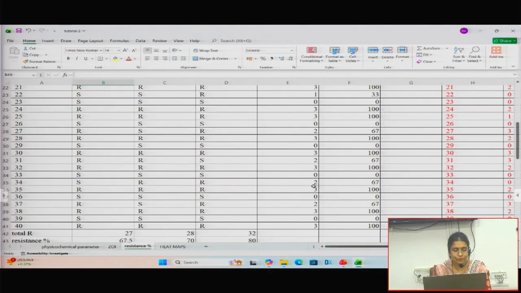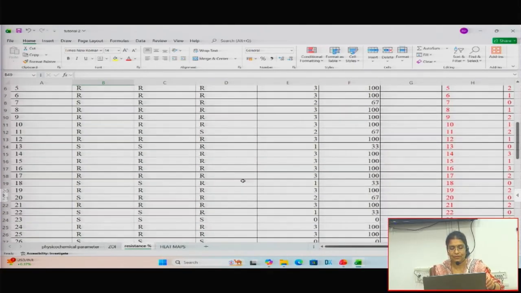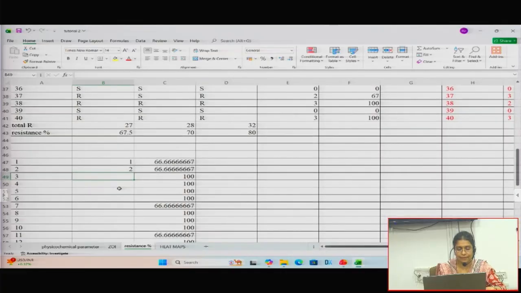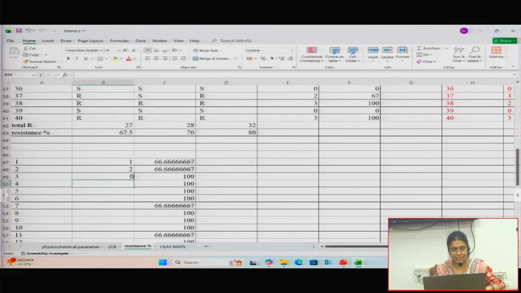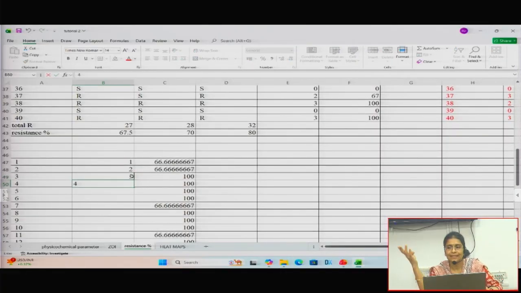Actually, you'll have more to do when we come to the next sheet. But pretty much when you get a sheet like this, there's not much of a variation here because we are talking about only 3 antibiotics. So either it will be 66 or 33 or 100. So we don't have much of an option here.